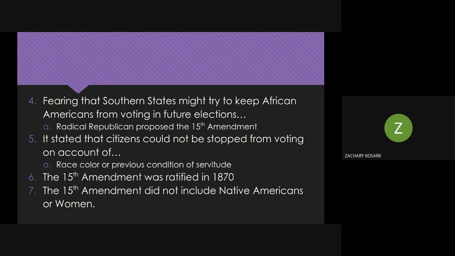Glaring things that were wrong with the 15th Amendment is it does not include Native Americans or women. Both of those groups will have to wait some time to gain the right to vote. So this is just talking about African American males in the 15th Amendment.